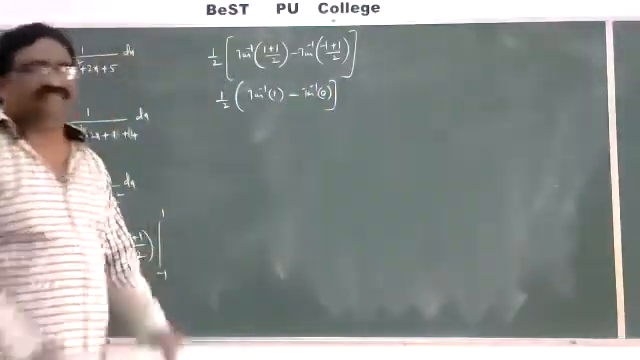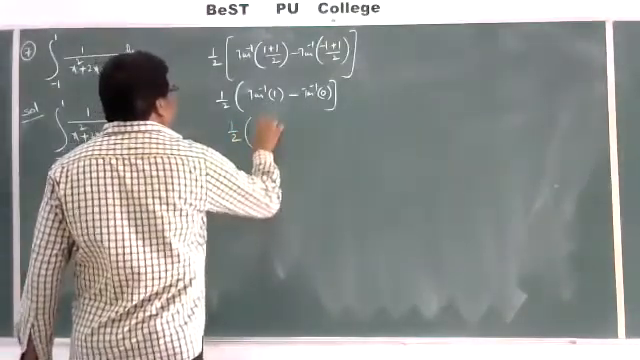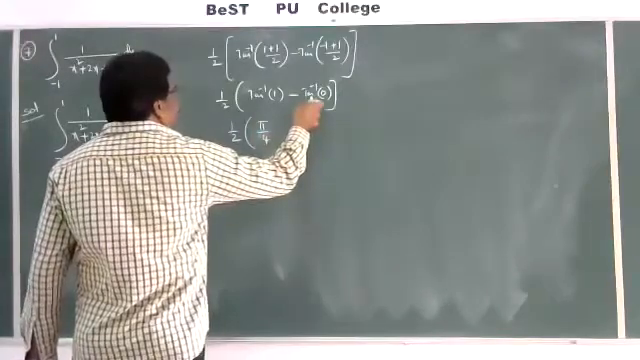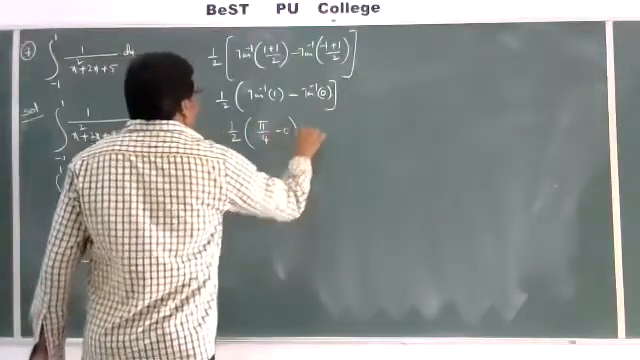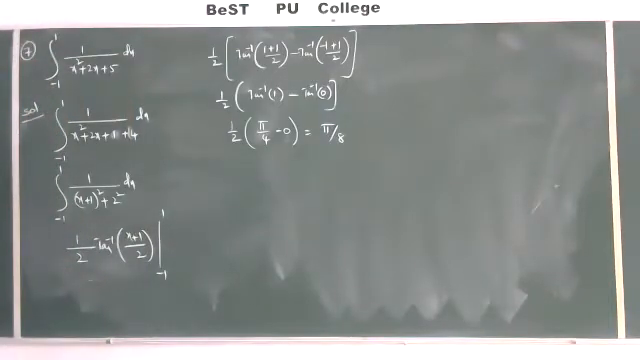Minus 1 plus 1 is 0, tan inverse 0. That is 1 by 2 into tan inverse 1, which is pi by 4, minus tan inverse 0, which is 0. Then you get pi by 8 as the answer. Pi by 8 is the answer.